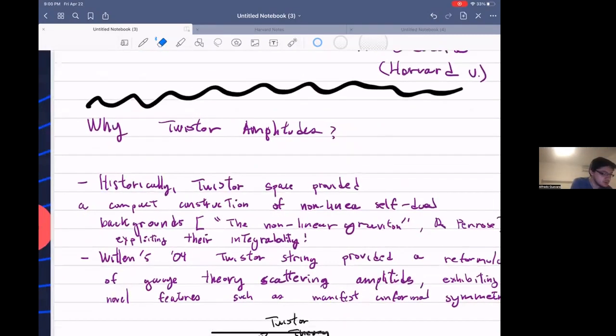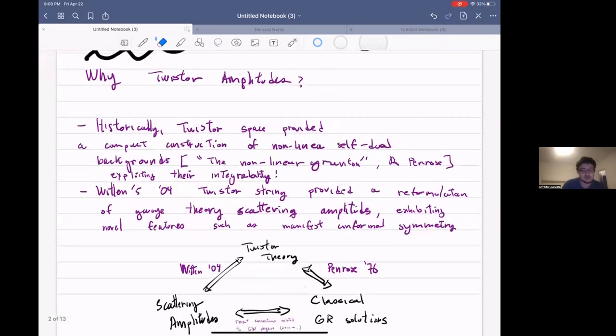great. So first, let me motivate Twistor amplitudes. For some of you, there is not really much motivation needed, but let me remind you that historically, Twistor space was provided as a compact way of constructing nonlinear solutions to the self-dual wave equations. And there's a delightful paper by Penrose on this idea that, because self-dual equations are in a sense linear, it provides a path forward towards quantum gravity because it's an integrable system. You can read more about this in Penrose's nonlinear graviton paper.